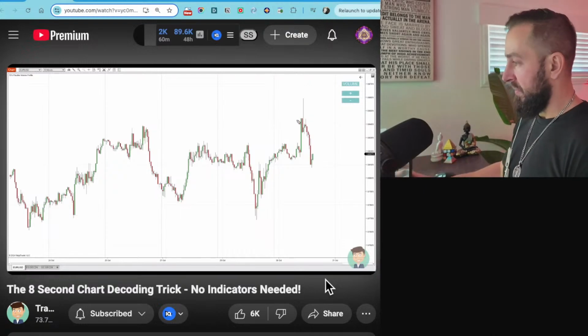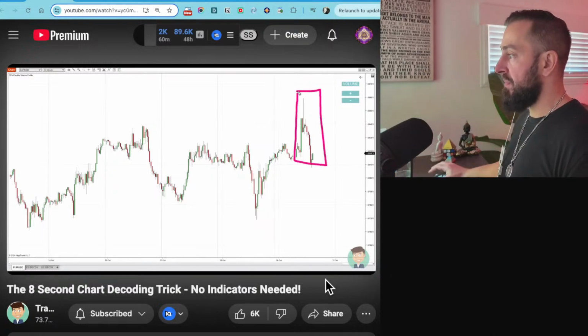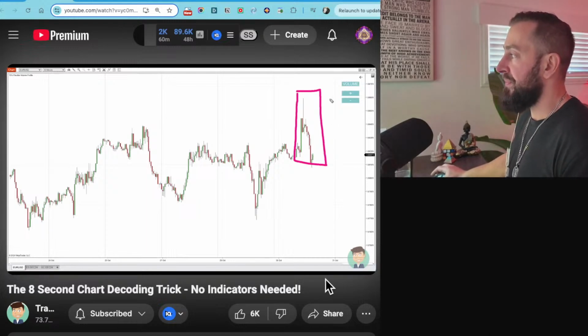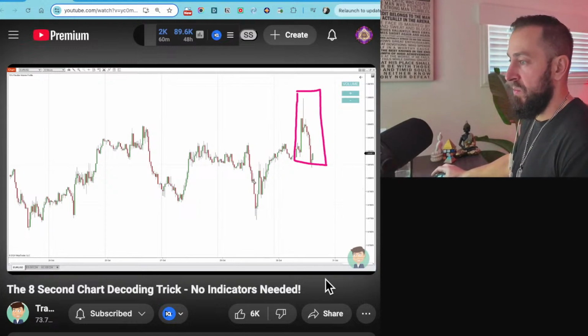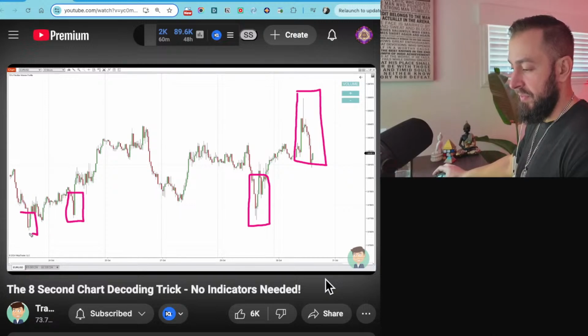Let me do little drawings here. So right here, there's a rejection of higher prices, right? So that's the rejection. We also have a rejection in here, and also a smaller rejection in here and a smaller rejection in here. Now let me highlight the rotations.